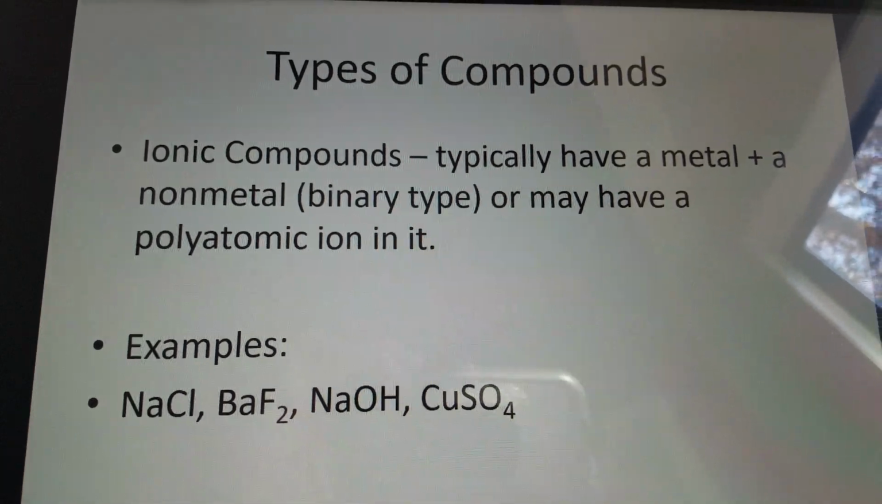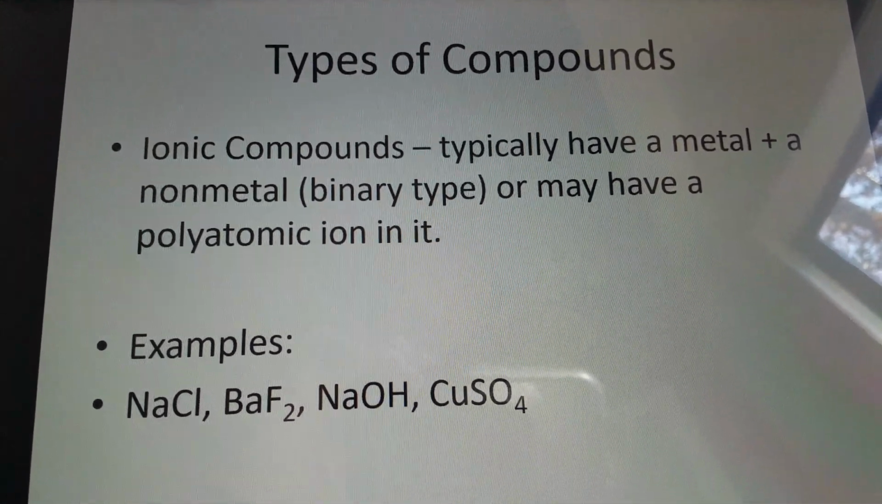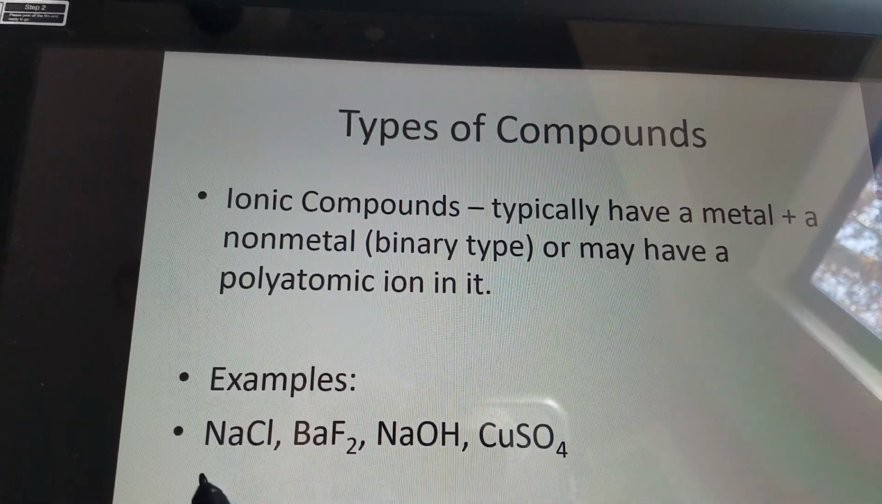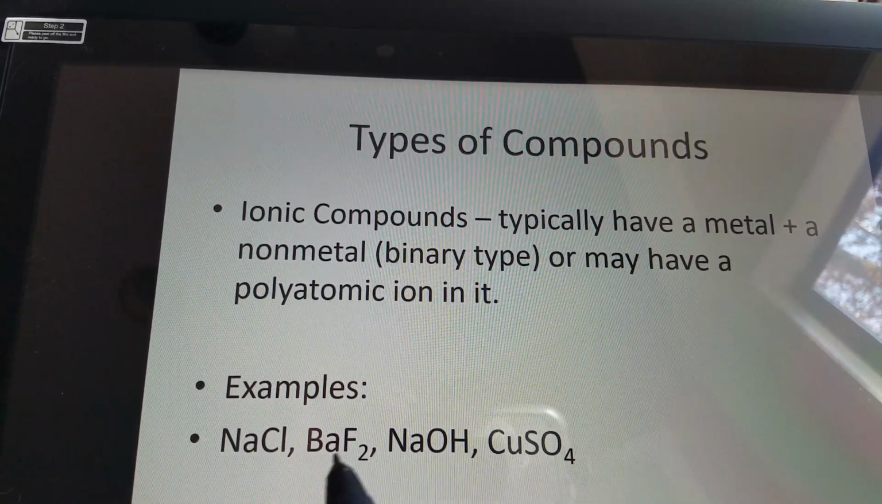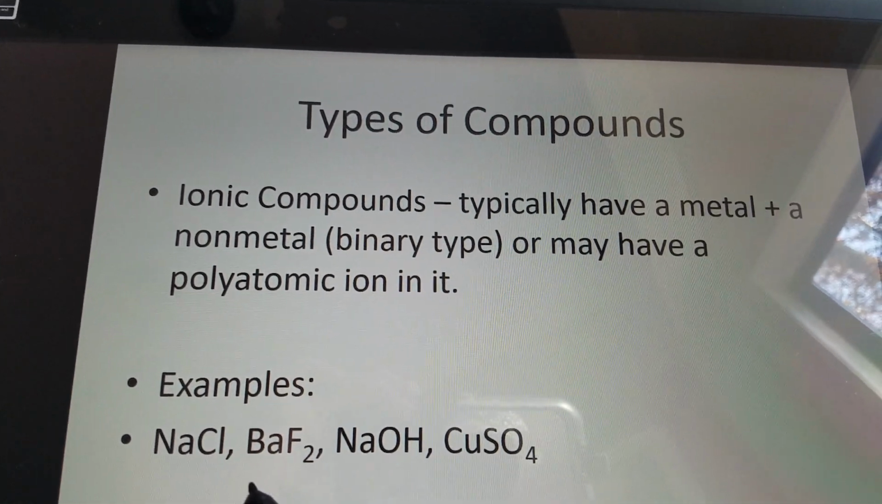Your ionic compounds typically are made up of a metal and a nonmetal. These are what are referred to as a binary type, meaning that you've got only two types of elements. So if you look down here, this is a metal, nonmetal. That would be a binary type. It's still binary because I only have two types of elements in the compound.